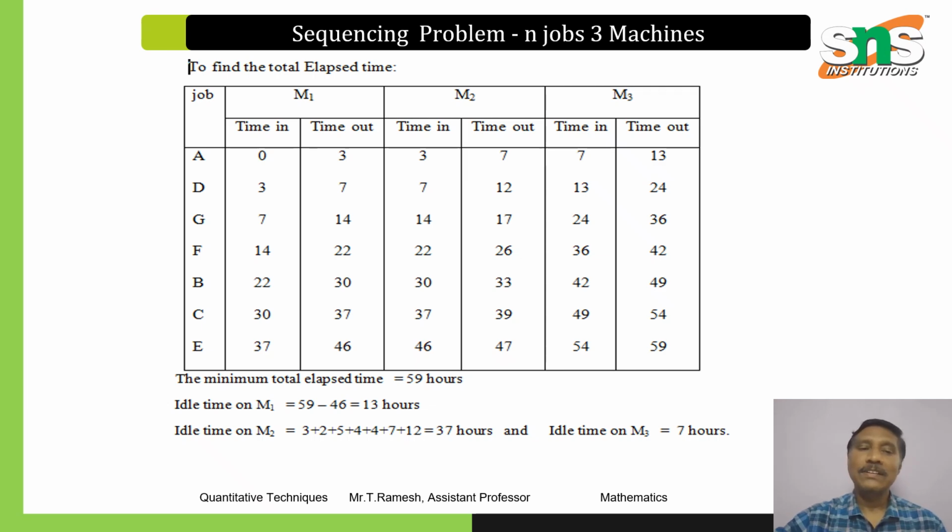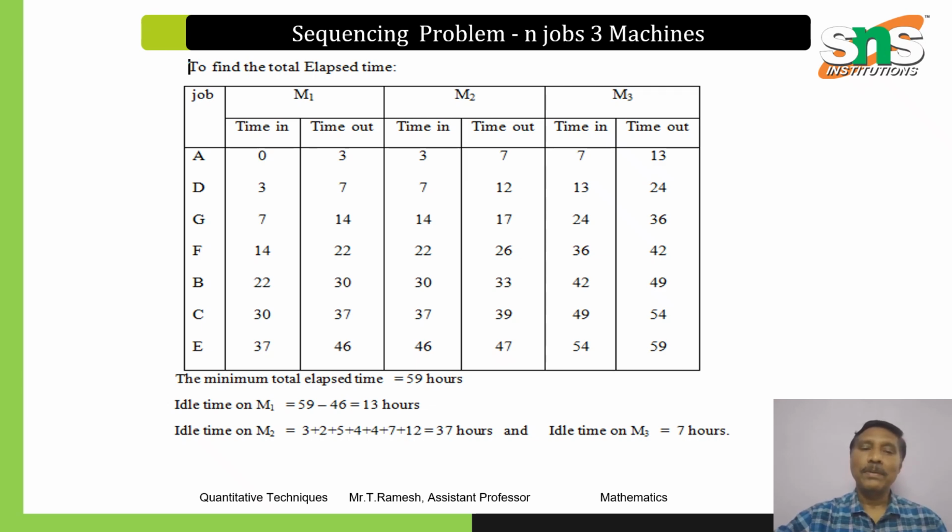Next, we take the next job. After 7 hours it will start. 7 plus the time duration 7 is 14 hours. After 14 hours it will start, and the time duration is 3 hours. So 17. Then we take it to machine 3, but machine 3 is still running. After 24 hours, we will start the work. Therefore, after 24 hours, we start task G on machine 3. So 24 plus the time duration of 12 hours is 36.